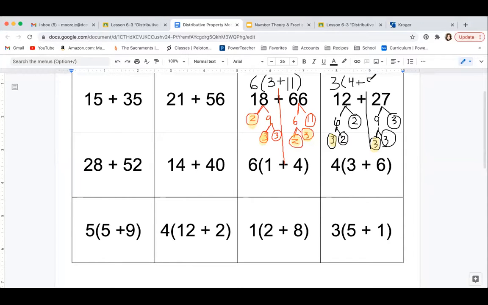Now pass that 3 back out and make sure that it matches. Is 3 times 4 this number? Mm-hmm. And is 3 times 9 this number? Yes. So you're doing it right.